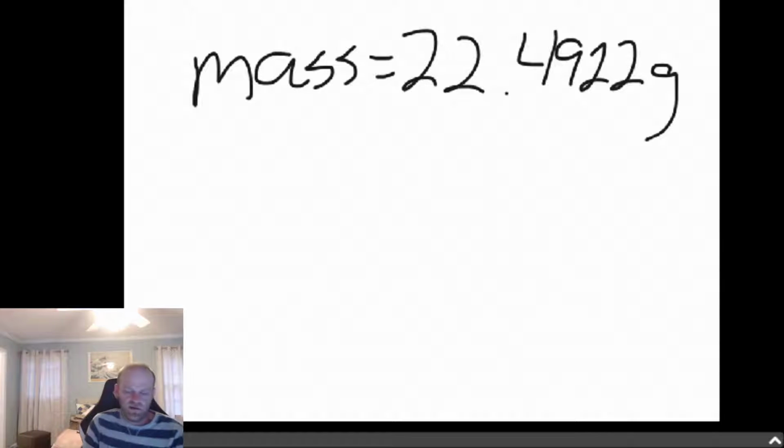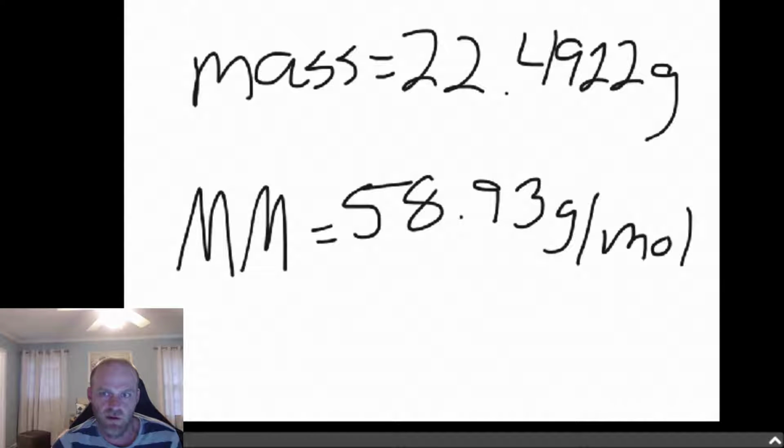All right. Oh, did we not get it? Hold on. I wrote it. There it is. All right, 58.93 grams per mole. So if I want to figure out the number of moles that I have, I'm going to set this up so that I can cancel out the grams and just have moles on the top. Okay, so let me move all this to the next page.